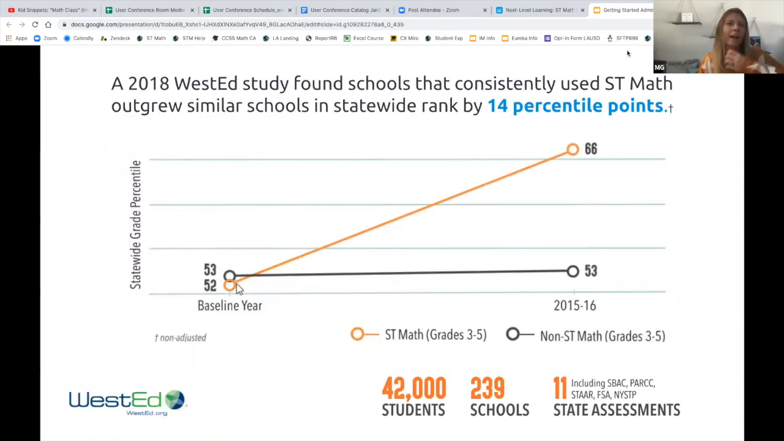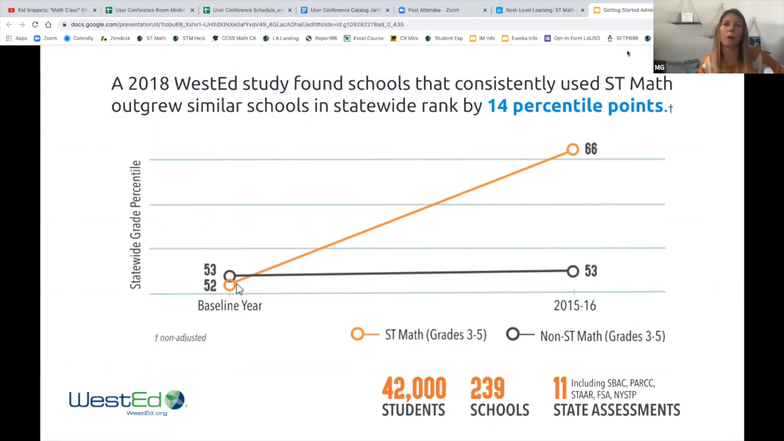All right, we do have many studies, and again, you're going to go to some data sessions today, I'm sure, and we'll give you a whole bunch of data, but here's one quick snapshot of a study that WestEd did back in 2018 that found that schools that use ST Math consistently from the start of the school year for those fidelity recommendations that I just mentioned saw that they were outgrowing similar schools on their state assessment by 14 percentile points. And this, by the way, is not just one school or one state. This is actually 239 schools, 42,000 students across 11 different states. So a lot of growth happening.